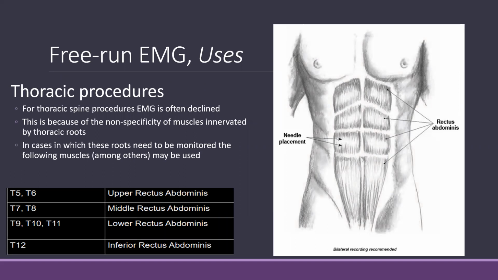For thoracic procedures, EMG is often declined, but this is because of the non-specificity of muscles innervated by thoracic nerve roots. In cases where these nerve roots need to be monitored, the following muscles, among others, can be used. Muscles like the upper rectus abdominis, middle, lower, and inferior rectus abdominis as well. In this illustration, you can see different areas where the needles would be placed.